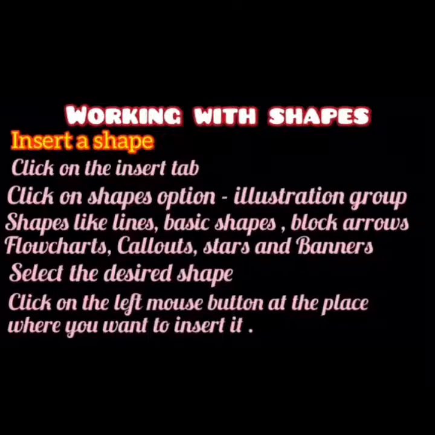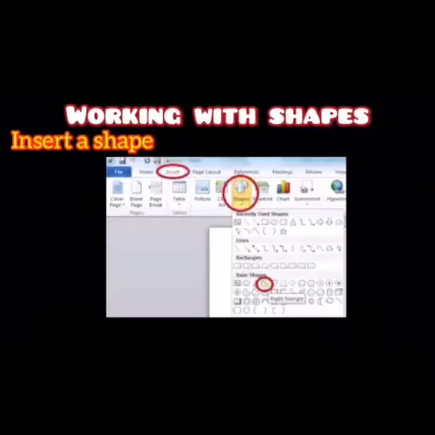After selecting the shape, you have to click the left mouse button anywhere in the document. Wherever you want the shape, bring the pointer to that place and just click the left button. So the shape will be inserted in the document.